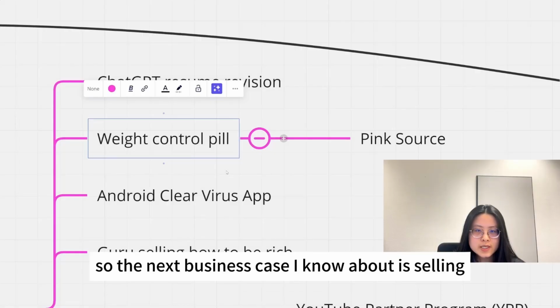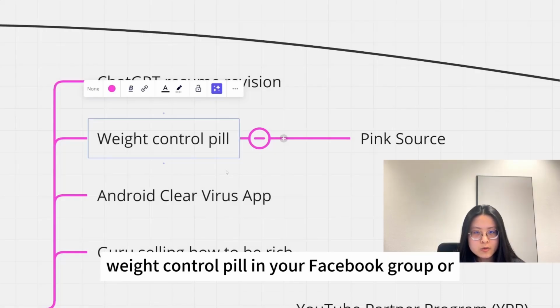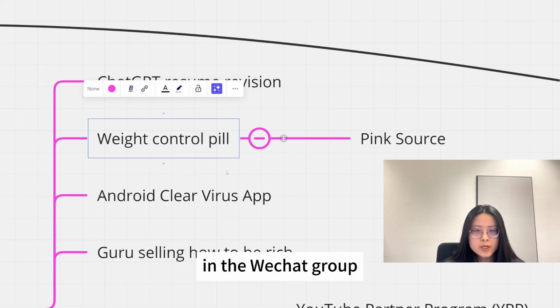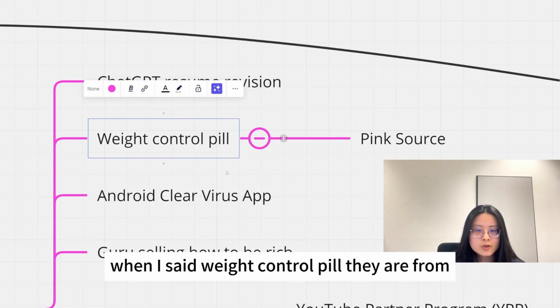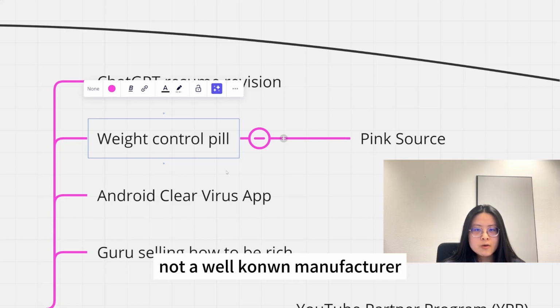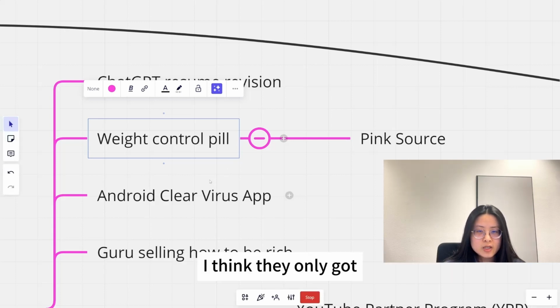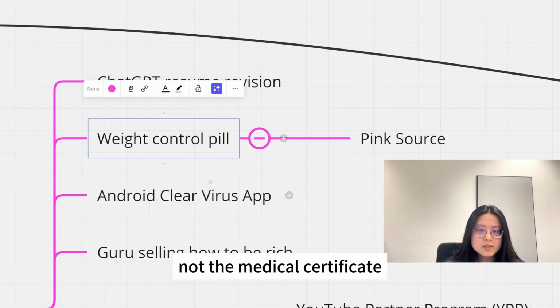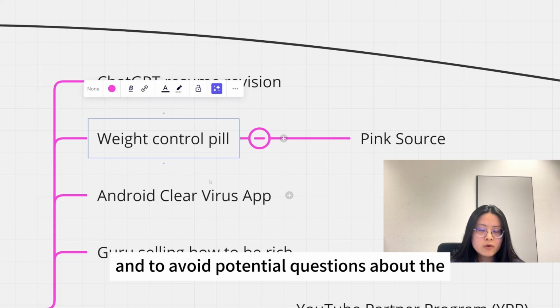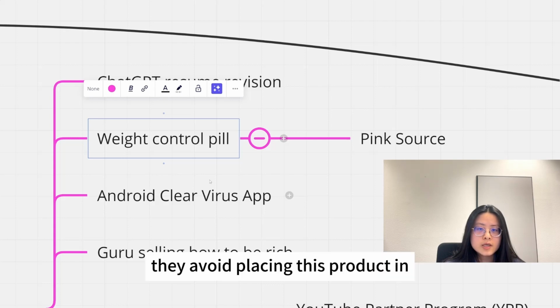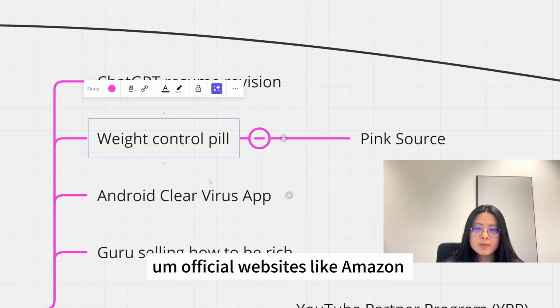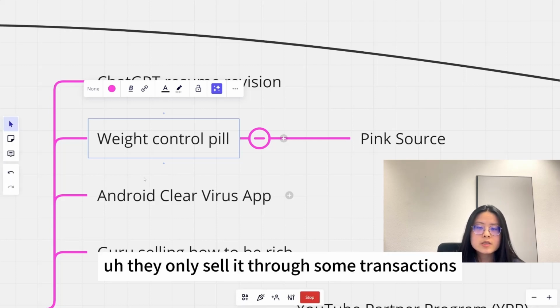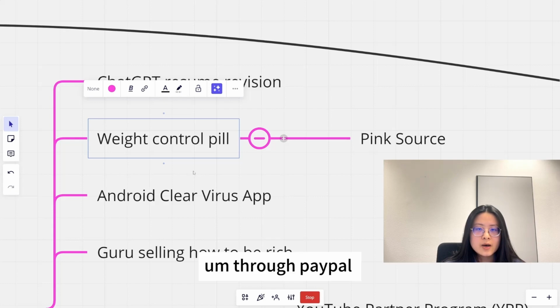So the next business case I know about is selling weight control pills in your Facebook group or in the WeChat group. These weight control pills are from a not well-known manufacturer. I think they only got the food certificate, not the medical certificate. And to avoid potential questions about the certificate of the product, they avoid placing this product on official websites like Amazon. They only sell it through transactions via PayPal.